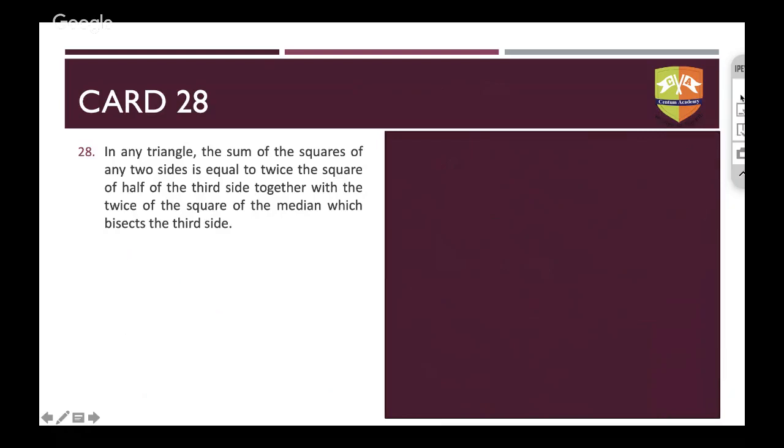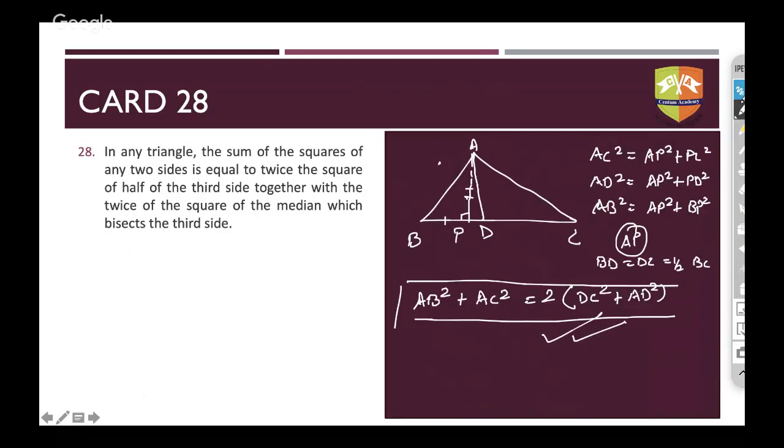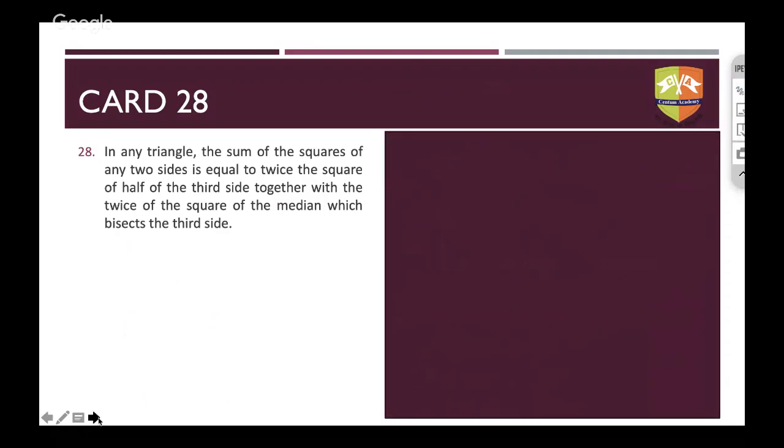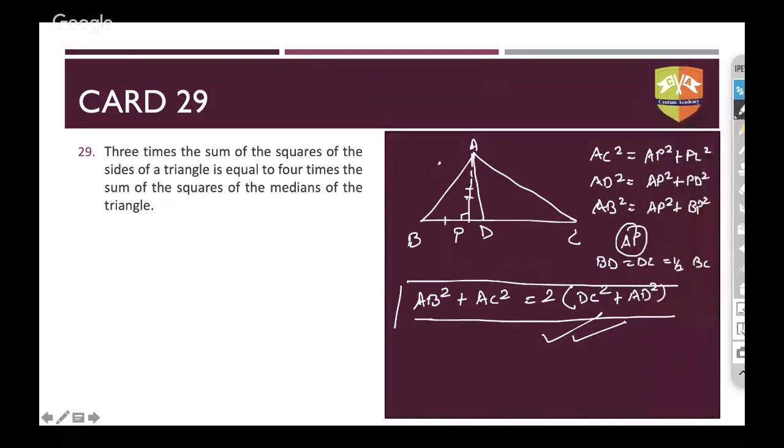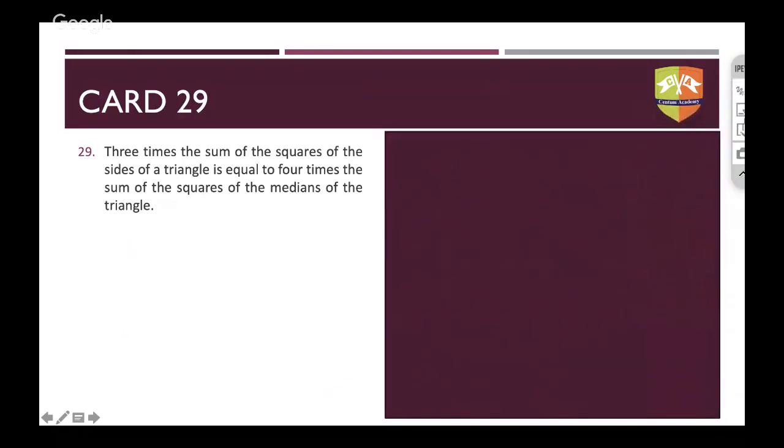Now next, we are almost done. So let's go to card number 29. 3 times the sum of the squares of the sides of a triangle is equal to 4 times the sum of the squares of the medians of the triangle. Yes, this is again a very important theorem. You need to know this, but you avoid using it directly in your problem solving. There will not be any direct application, but yeah. So what is this theorem?